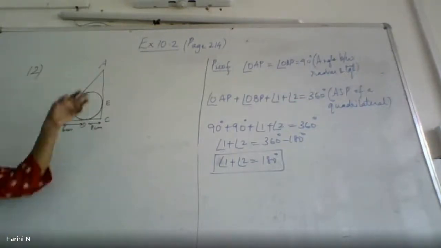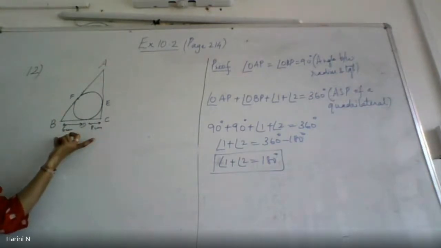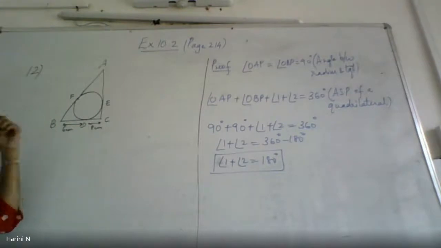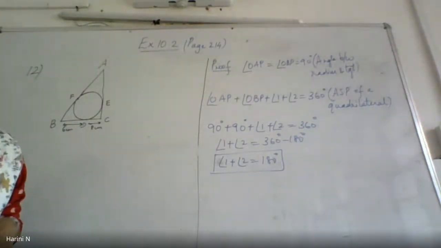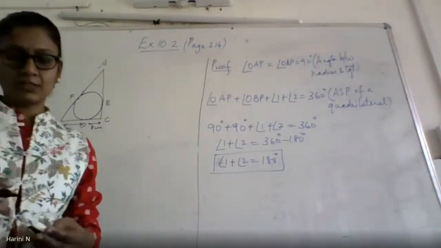I have to find out what is the length AB and AC. Only one side of the triangle is given, BC. And that is divided as 6 and 8 by the point of contact D. So how do I find the other 2 sides? So I have lots of construction that I will be looking at. So see what I'm doing.